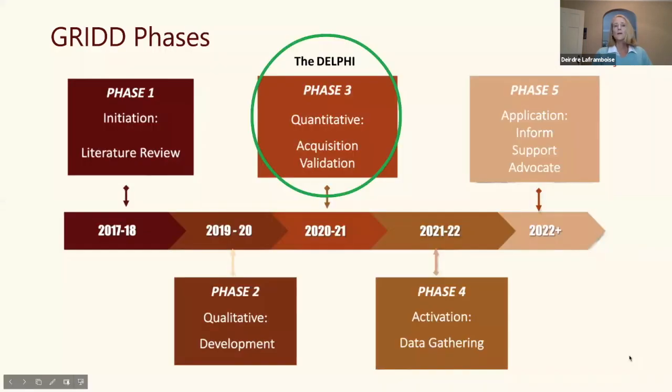So as I mentioned, there are 5 phases to GRIDD, and today's focus, which Niro will speak to in greater detail, is on phase 3. But I'll do a brief summary of the other phases. Phases 1 and 2 are complete. Phase 1 was a systematic literature review, almost 13,000 publications that the team of researchers went through, and they were compared to a global standard called COSMIN.